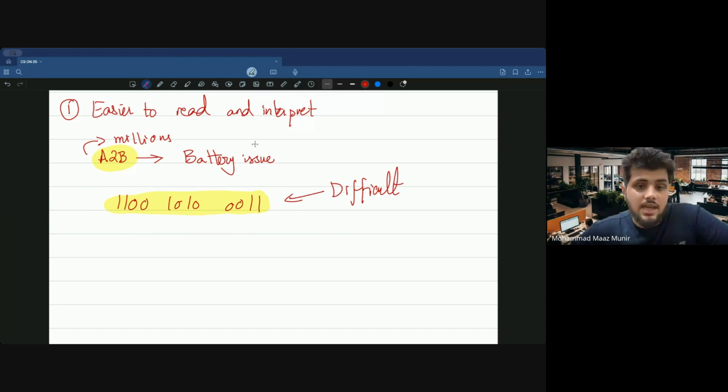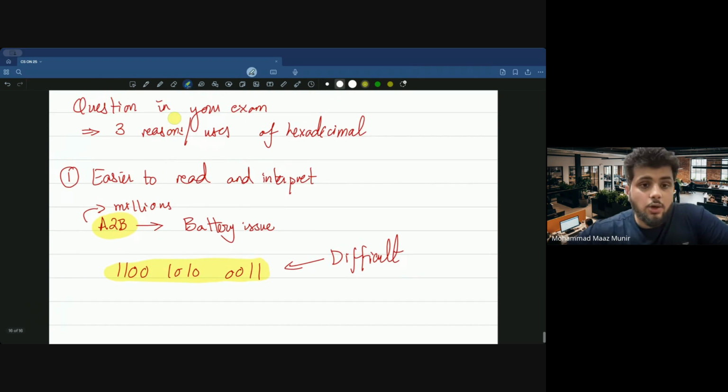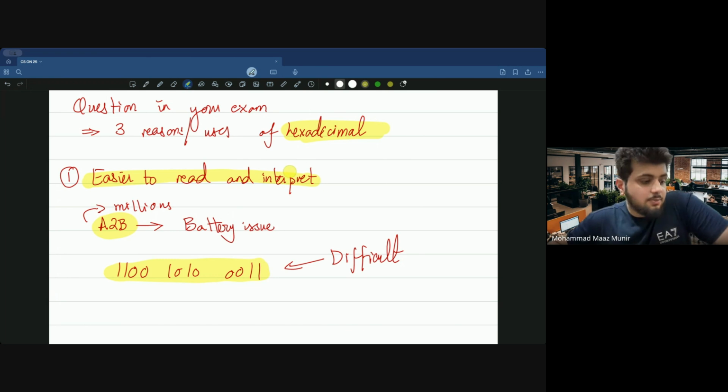Up here is an example. I'm just discussing why we need hexadecimal values, even though we have binary and denary. The purpose of having hexadecimal values is that it is much easier to read and interpret. It is also much easier to memorize.